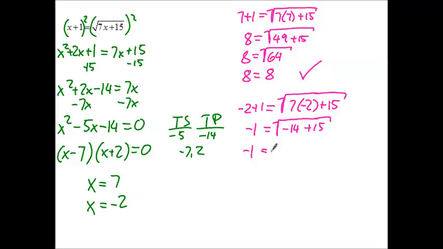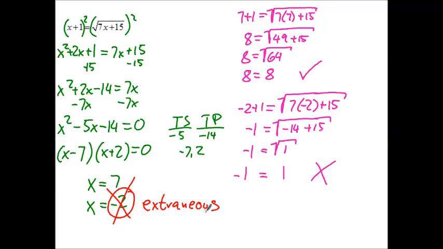Negative 1 is equal to the square root of 1, and the square root of 1 is 1. So negative 1 is not equal to 1. So this solution doesn't work out. Negative 2 is an extraneous solution. Bad negative 2. So that one does not work.